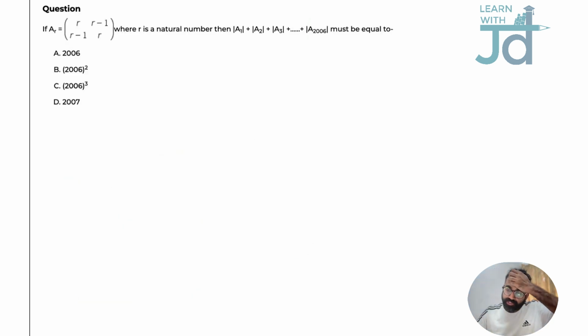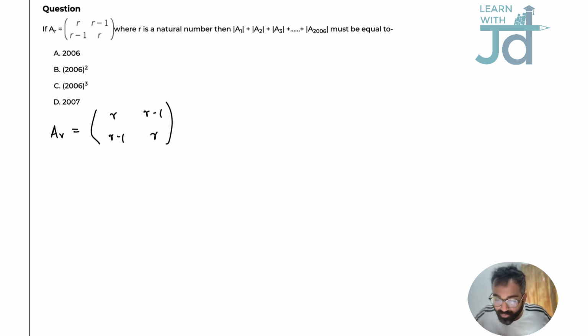Okay. This is the last question for today. So they have told there's a matrix which is, this is very easy, R into R minus 1, R minus 1, R. And they're asking determinant of A1, determinant of A2. Here R is 1, 2, 3, like this till 2006. So if I want to find the determinant of AR, directly you can do it. R square minus this. So directly you will get R square minus R minus 1 whole square.